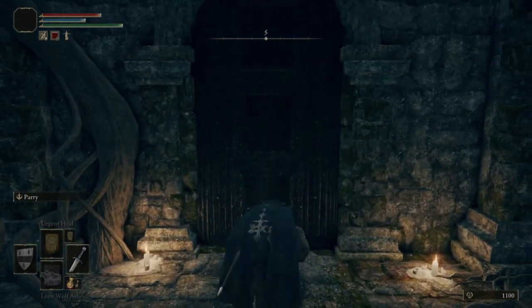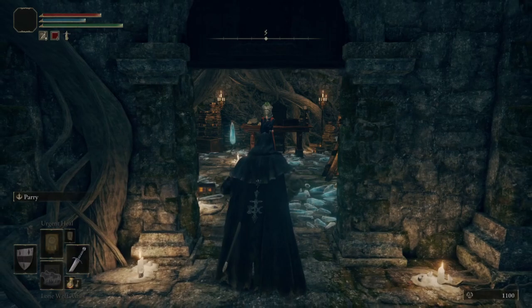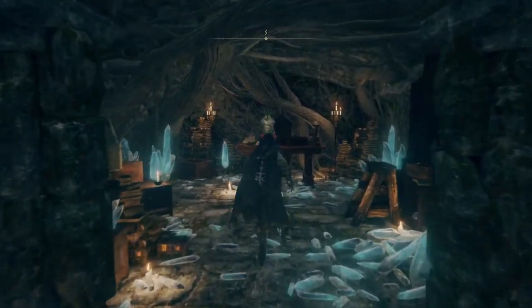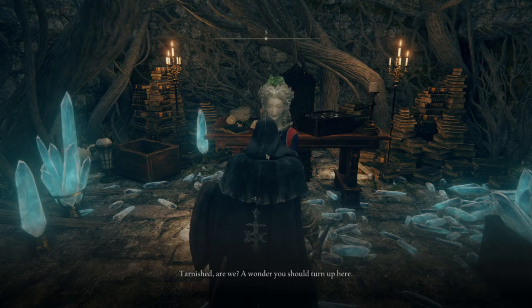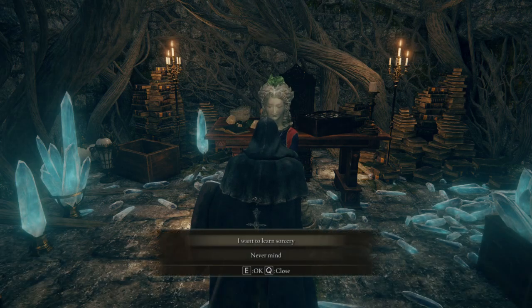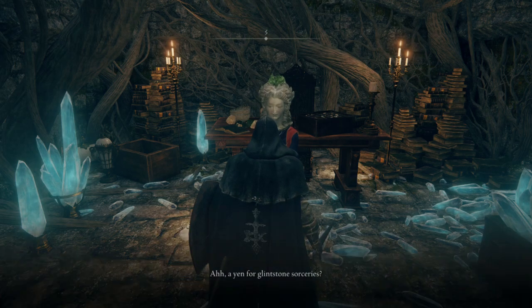Oh, I see. This is where you meet another sorceress. Tarnished, are we? No wonder you should turn up here. I am Selen, a sorcerer, quite plainly. Why are you here? Yeah, I want to learn sorcery. A yen for glintstone sorcery.